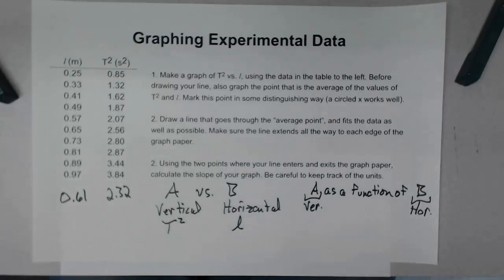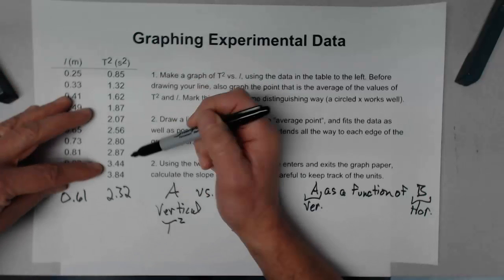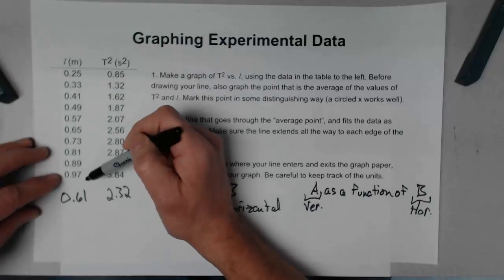The graph paper I'm using, by the way, has 15 divisions on the vertical axis. That's the one that'll represent t squared. And it has 20 divisions on the horizontal axis. That's the one that will represent L here.